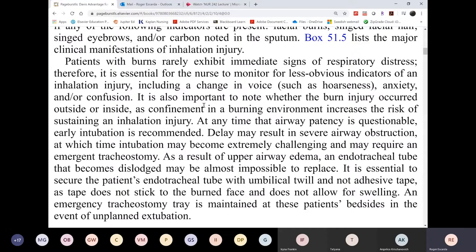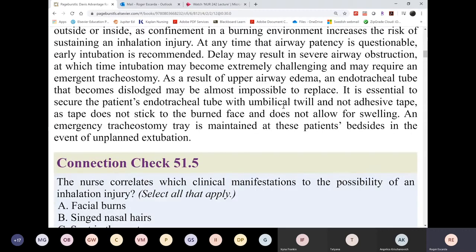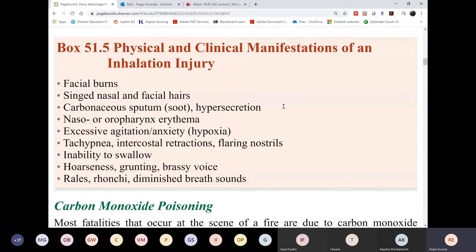So if the neck was burnt, or the upper chest was burnt, or the patient was burnt in a closed space, let's say a small apartment, or an enclosed factory, for instance, or a warehouse, wherein there is a poorly ventilated area. Those are all indications that the patient may have inhalation injury. They're summarized here in box 51-5.